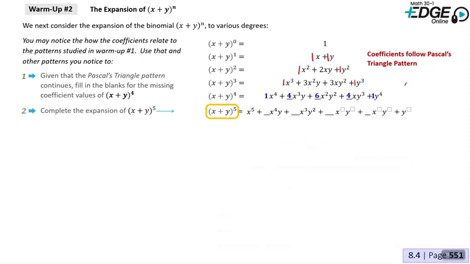So now let's move into our next row, the one that is x plus y to the 5. What are the coefficients going to be? Well, again, we're going to add up those values, the 1, the 4, 4, and 6.